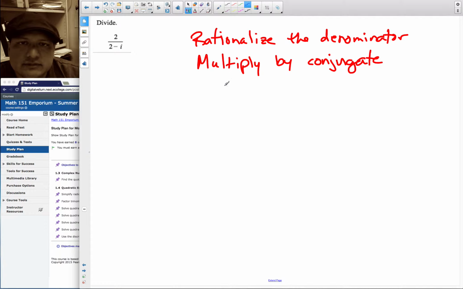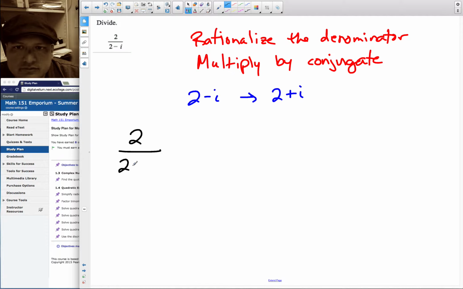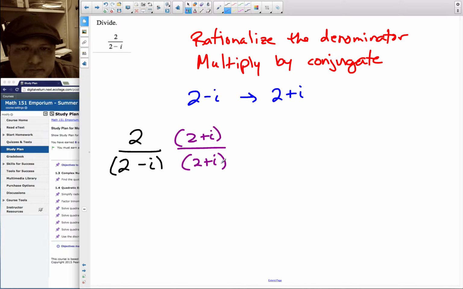Now in this case, what that means is that 2 minus i becomes, you just change the sign, 2 plus i, okay? So we have 2 minus i, and to be safe, I'm going to put parentheses when there's more than 1. And we're going to multiply this by 2 plus i over 2 plus i, okay? This is 1, so this doesn't change the value because I'm just basically multiplying by 1. So this becomes 4 plus 2i.